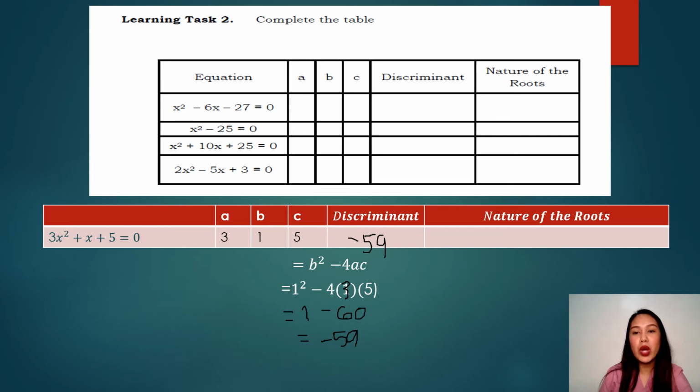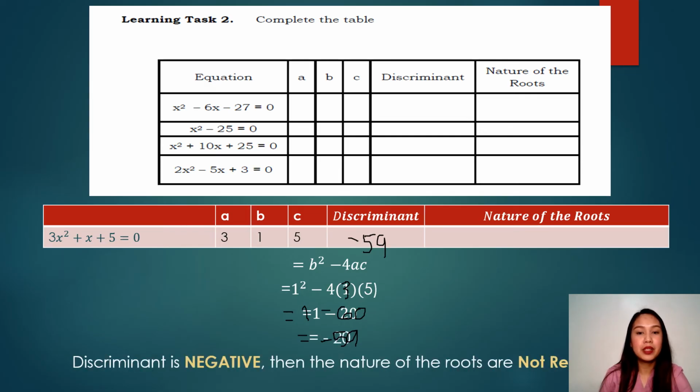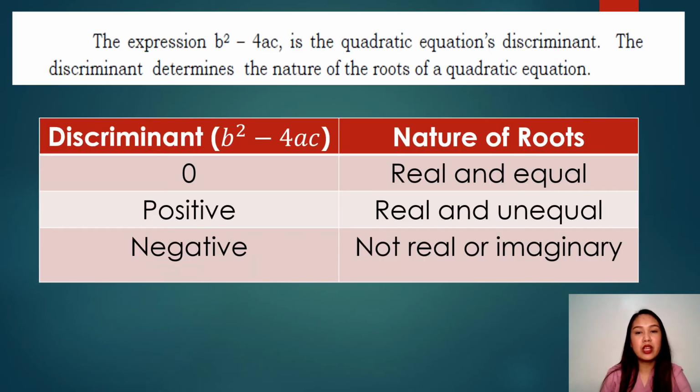And then what you're going to answer in the nature of roots will be based on the conditions that we have, just like before. So the nature of the roots could be real and unequal, real and equal, not real or imaginary. So from our previous example, we computed it as negative 59. So what you're going to answer in the nature of the roots will be not real or imaginary.